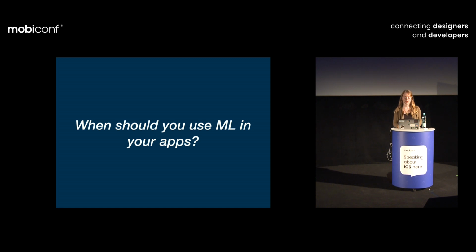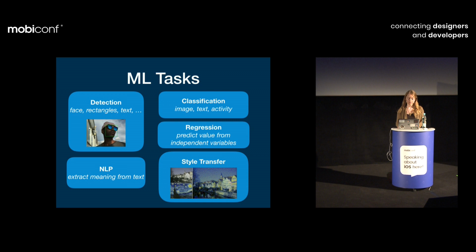So when should you use machine learning in your apps? We should definitely assess this beforehand so we don't use machine learning when we don't actually need it. This isn't an exhaustive list, but these are some tasks that are suitable for machine learning. So if any of your apps have any of these tasks, then maybe you consider machine learning as an option. If your apps are trying to do any detection of faces, rectangles, or text, or if they are doing any classification of images, text, or activities, so that would be like detecting if a user is walking or running or doing any sort of custom activity.